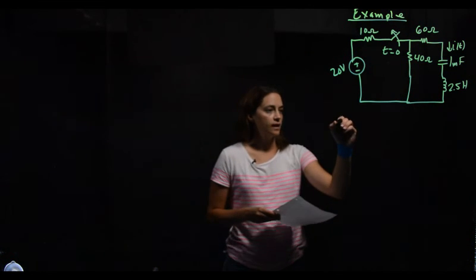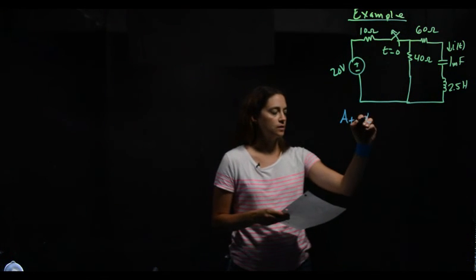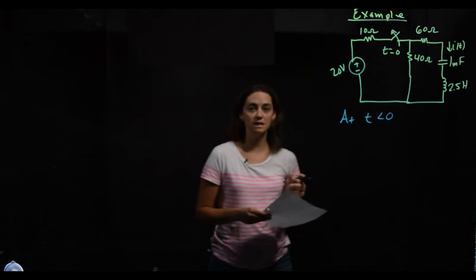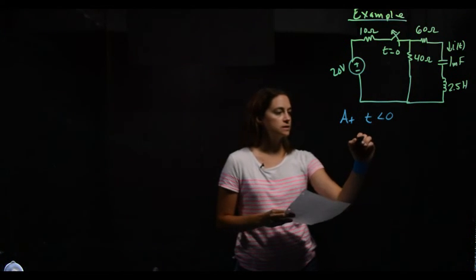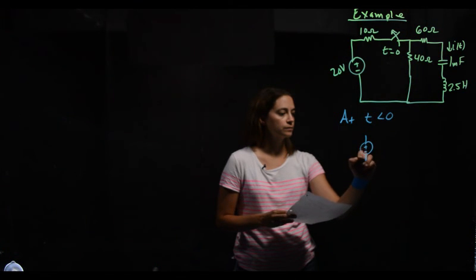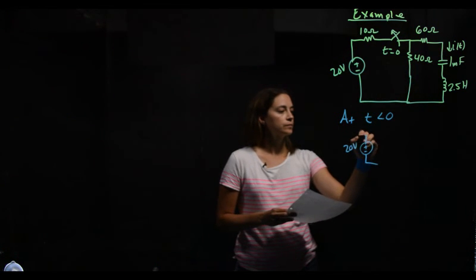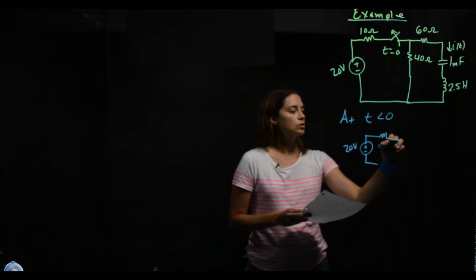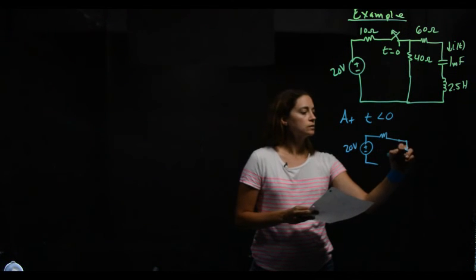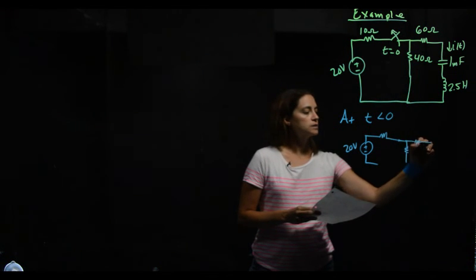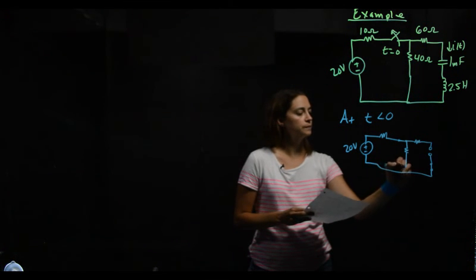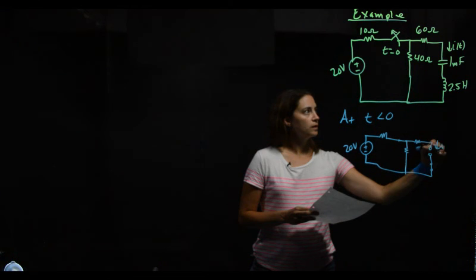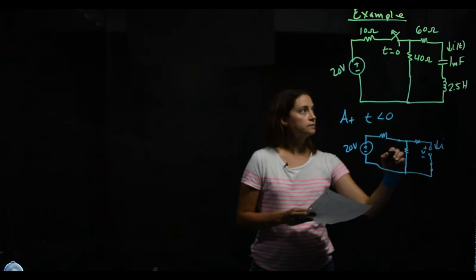All right, so let's look at our t less than 0, because we need to get our initial conditions. So t less than 0, it's a DC circuit. Switch is closed. Capacitor looks like an open. Inductor looks like a short. We want I and V.